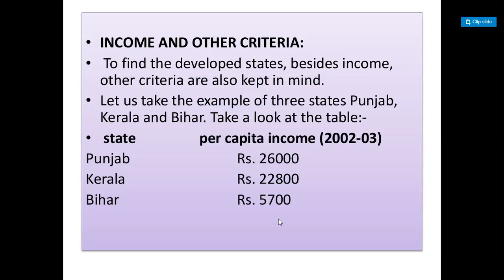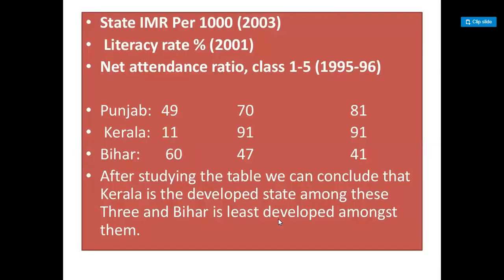Not only this, there are some other criteria also to see whether the country is developed or not. State, IMR per thousand, that is according to 2003 here. See, what is IMR? IMR means infant mortality rate. So infant mortality rate means what? Infant mortality rate is measured how? It's the death of young children under the age of 1 year.